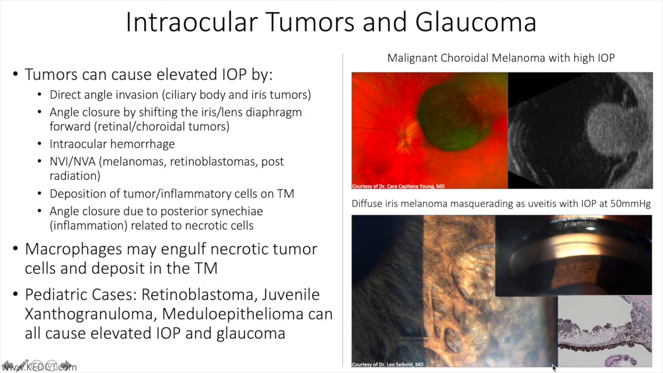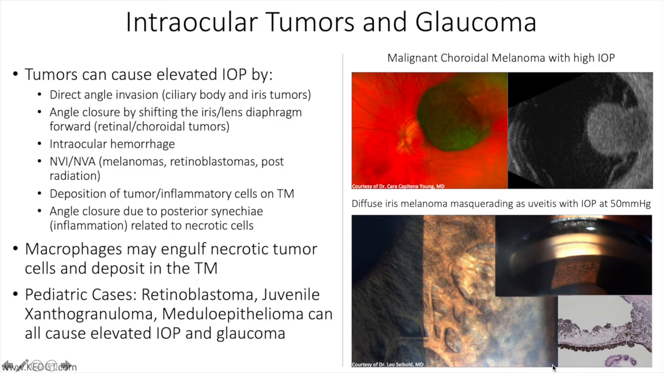Intraocular tumors can cause elevated IOP by direct angle invasion, as is the case with metastatic seeding into the eye's primary ciliary body or iris tumors; angle closure by shifting the iris lens diaphragm forward, which can occur with retinal or choroidal tumors as well as ring melanomas; intraocular hemorrhage with mechanical plugging of the outflow system; pigment plugging of the TM originating from melanomas or melanocytomas; formation of NVI or NVA, which can occur with melanomas, retinoblastomas, and also with post-radiation ocular ischemia, which can be a sequela of both proton beam radiotherapy and less frequently after plaque brachytherapy.